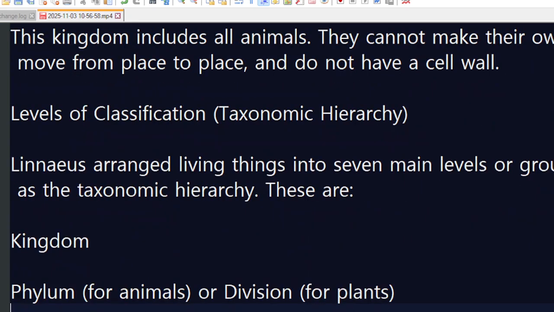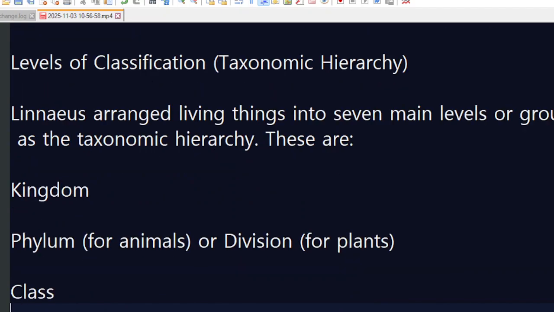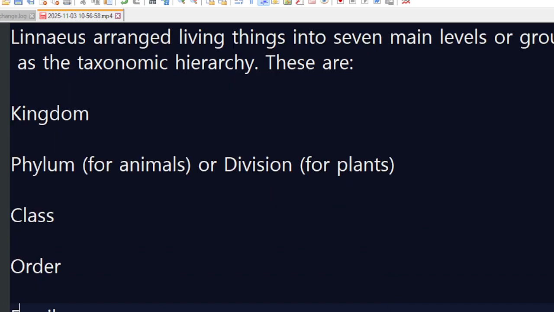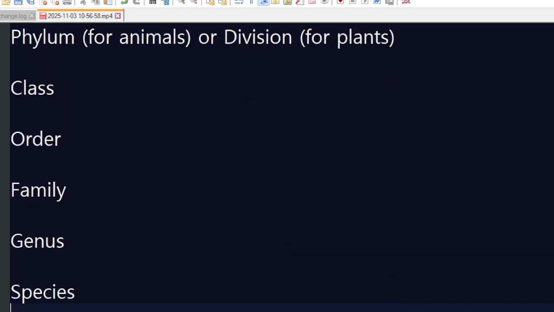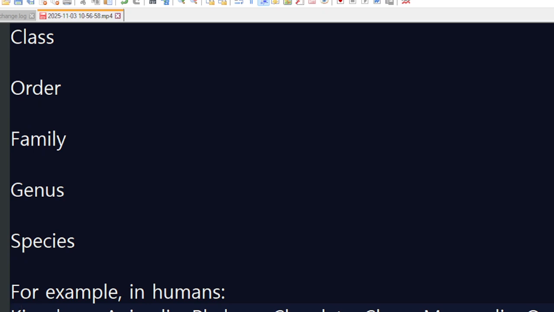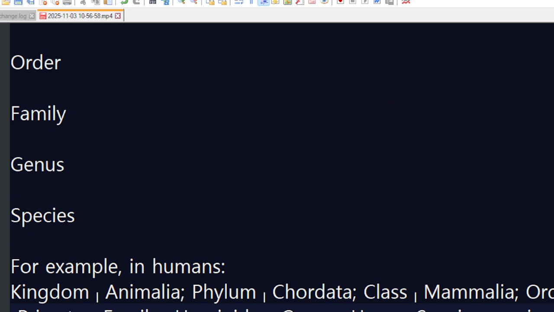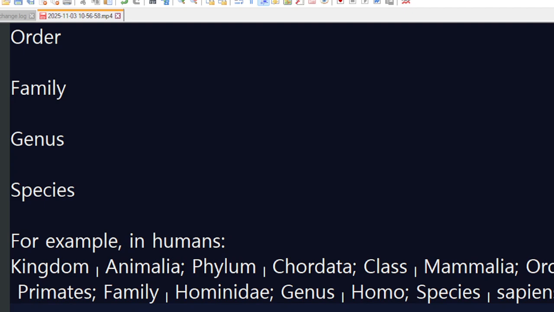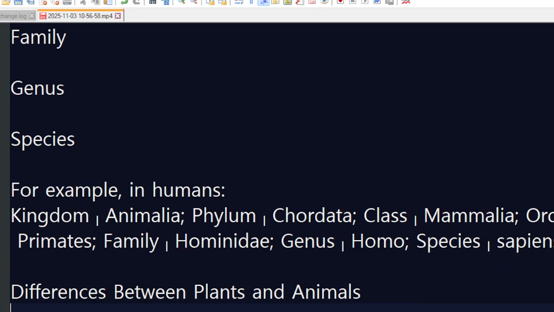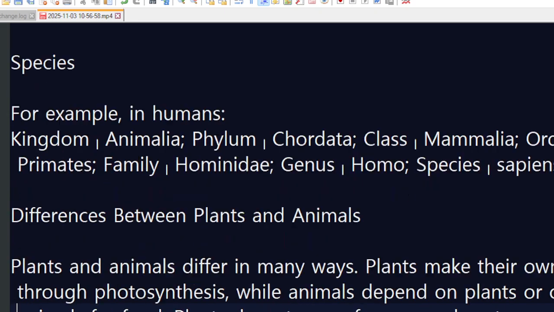These are kingdom, phylum, that's for animals, or division for plants. Then we have class, order, family, genus, species. For example, in human: the kingdom is Animalia, the phylum is Chordata, the class is Mammalia, and the order is Primates. The family is Hominidae, and then the genus is Homo. Species is sapiens. Differences between plants and animals.